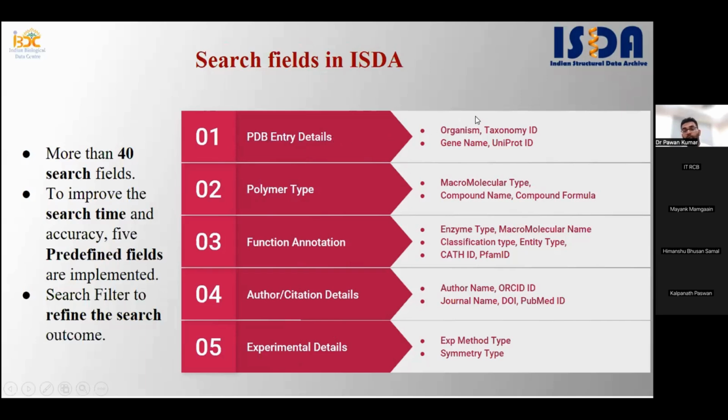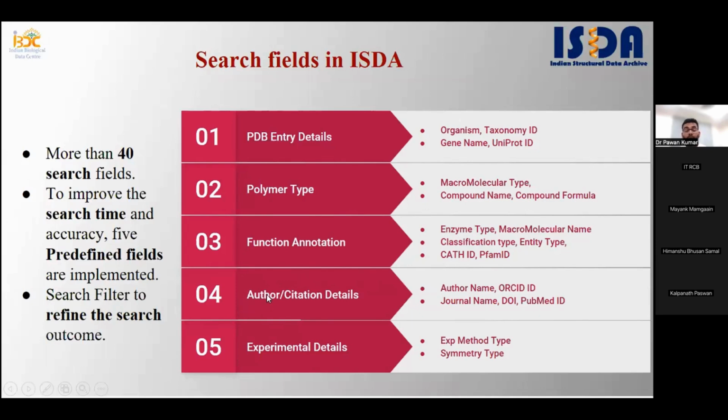details. So the user can use the organism name or the taxon ID or the gene name, UniProt ID to get the PDB entry details information, or polypeptide information. For that, the user can use macromolecular type or compound name, formula name, and functional annotation. For that, the user can use the feature type or the enzyme name, macromolecular name, classification, then entity type or the CATH ID, Pfam ID, SCOP ID. That information you can use to get the functional annotated information from the PDB, sorry, in this ISDA.